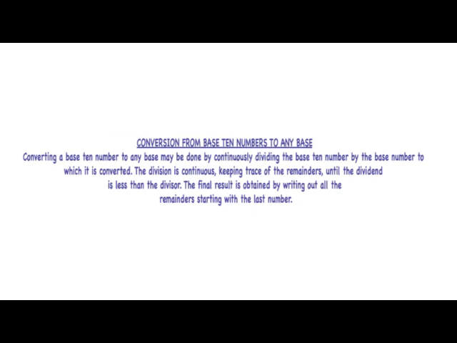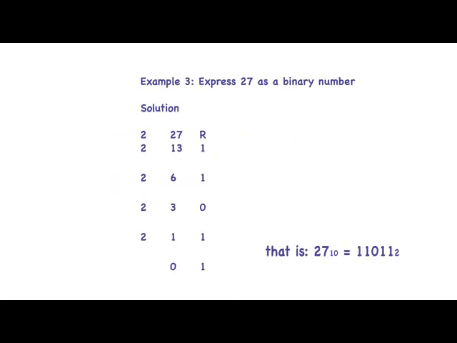Example 3. Express 27 as a binary number. What do we do in this case? We have our 27, which is given in base 10. Then we have three columns. The first column is the base we are converting this base 10 number to, which is 2, the binary number. Then the next column, you have 27, and the third column, you have the remainder.